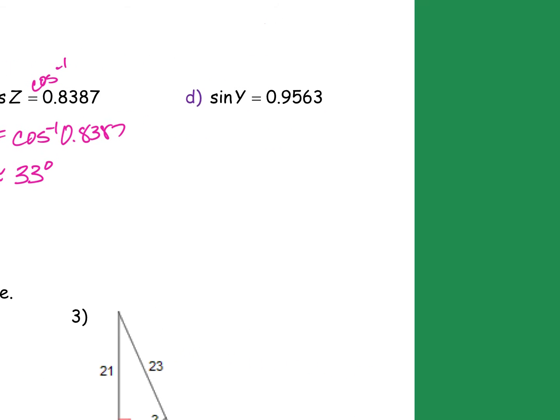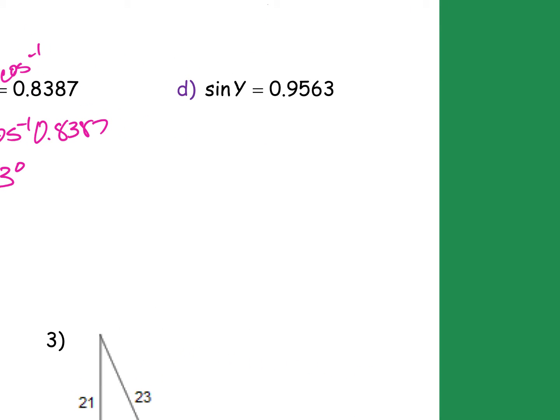Okay, sine, so I'm going to do sine inverse because I want to get rid of the sine. So y is going to equal sine inverse of 0.9563, which is approximately equal to 0 degrees.